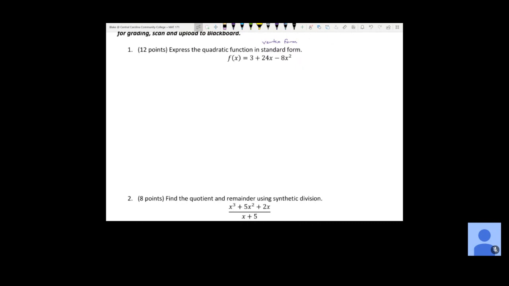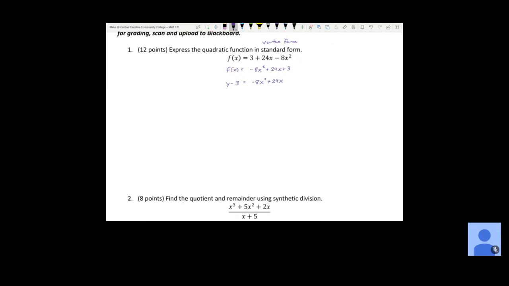Okay, good. So let's move the 3 to the other side. And if you want to rearrange the terms first also, feel free to do that. Let me go ahead and put those in that order. So this will be negative 8x squared plus 24x plus 3. And like you said, we're going to move the 3 over. I'm going to change f of x to a y just so I don't have to write f of x over and over again. We'll say y minus 3 equals negative 8x squared plus 24x now.